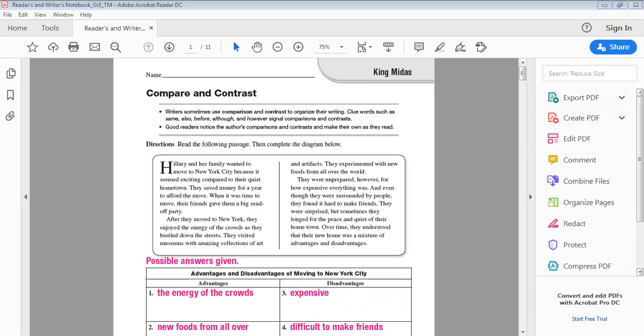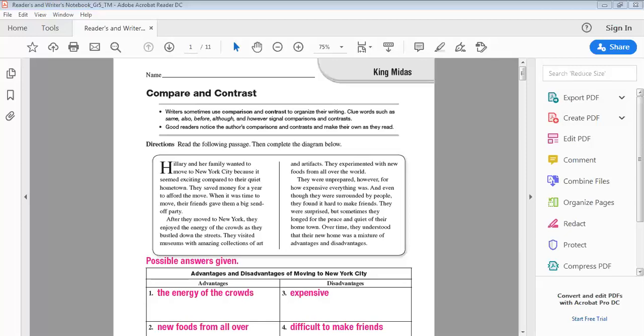After they moved to New York, for the first time, they started enjoying the crowd. There were a lot of people moving up and down in New York, of course, a big city in America. They visited museums and saw a lot of artifacts, things that people made long ago. They found amazing collections of art, and new types of food from all over the world, which they ate for the first time.